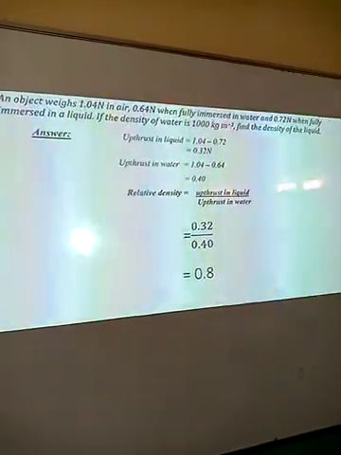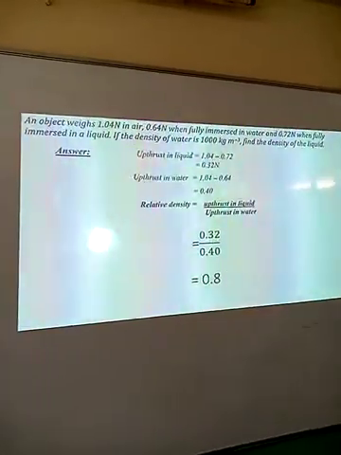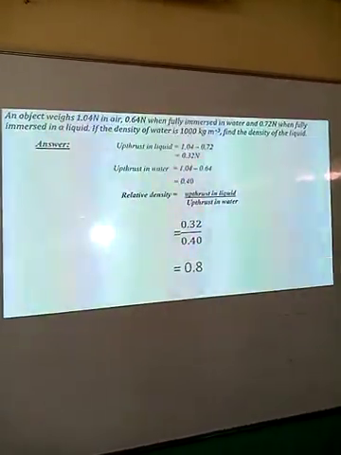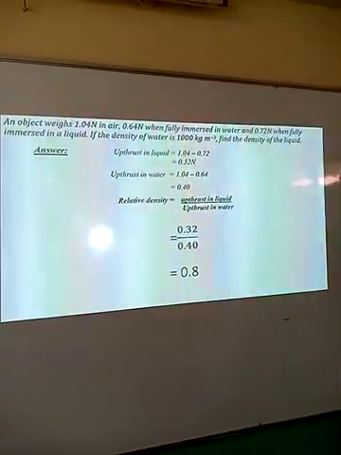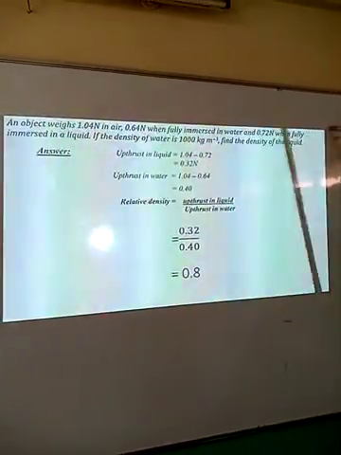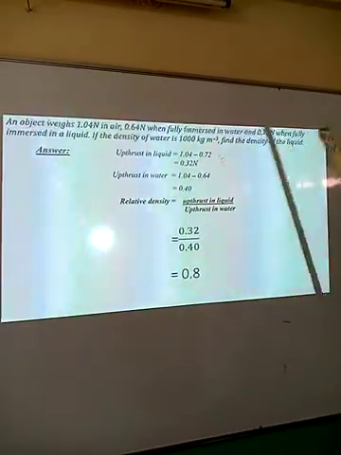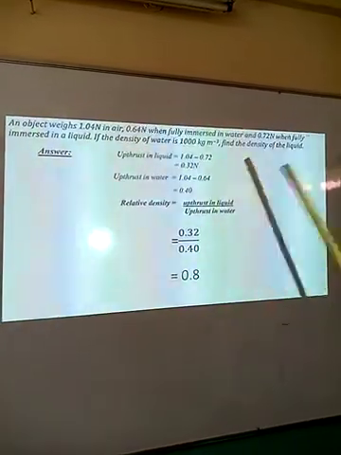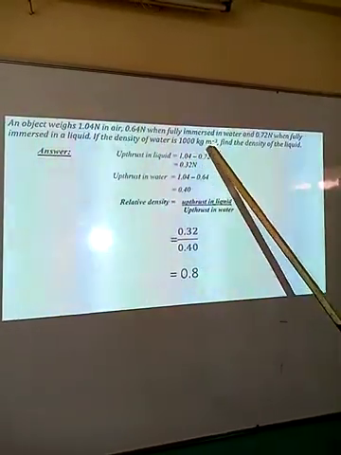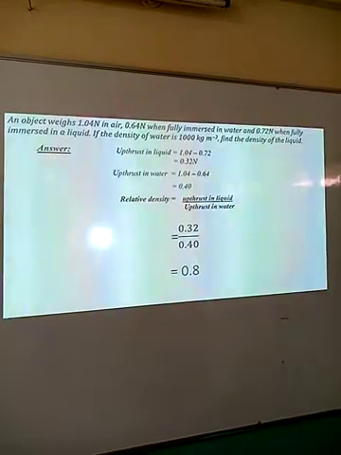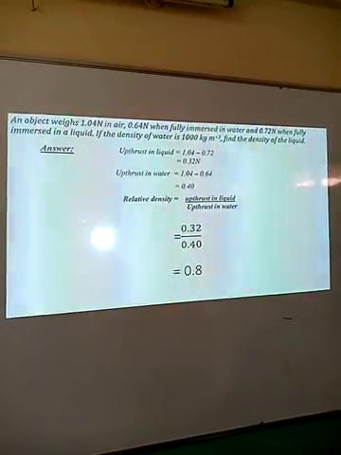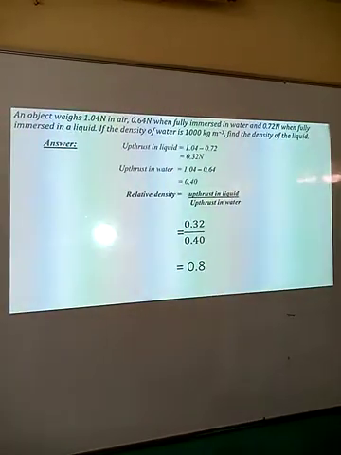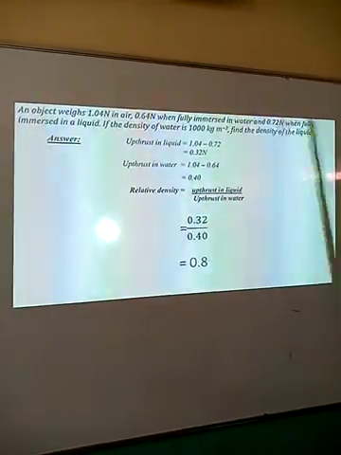For example, look at this example: an object weighing 1.04 Newton in air and 0.64 when fully immersed in water and 0.72 when fully immersed in a liquid. If the density of water is 1000, find the density of the liquid. Because we want to get the density of the liquid, we'll get upthrust in the liquid, where upthrust in the liquid is the weight in air minus weight in the liquid. So 1.04 minus 0.72, which gives us 0.32. Then we get also upthrust in water. Upthrust in water is the weight in air minus weight in water. 1.04 minus 0.64, you get 0.4.